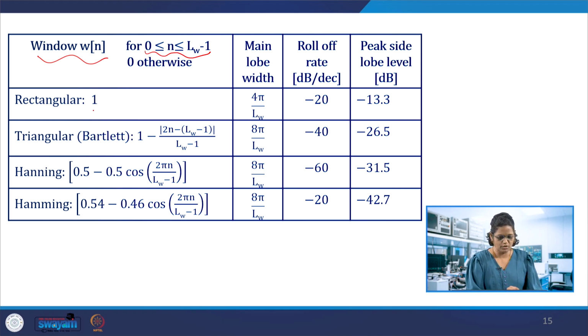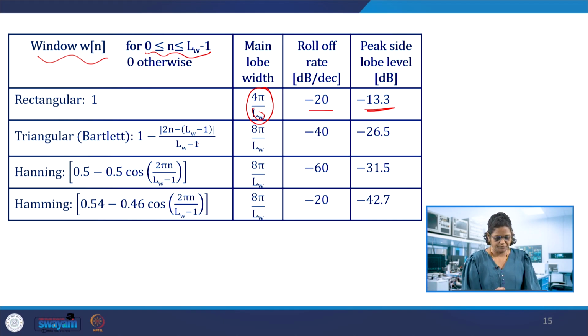For the rectangular window, the main lobe width is 4 pi by LW, since we have seen 2 pi by LW on both sides. The roll-off rate is minus 20 dB per decade, which is how the spectrum is decaying, and the peak side lobe level is at minus 13.3 dB. Whereas in the case of the triangular window, the equation is given as 1 minus 2 times the magnitude of n minus 1 by N minus 1.